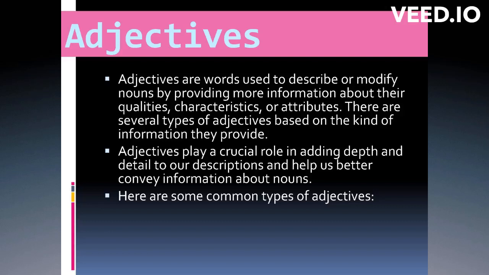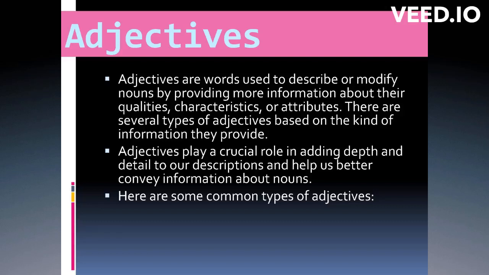Okay. So here, look here. Adjectives are the words used to describe or modify nouns by providing more information about their qualities. We know what nouns and pronouns are, right? So to get more information about nouns, we use a few words to describe the characteristics or attributes, or to show the qualities of those nouns. They are nothing but adjectives.